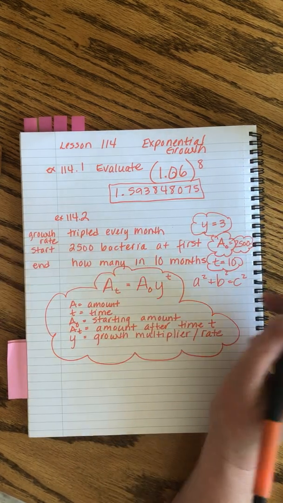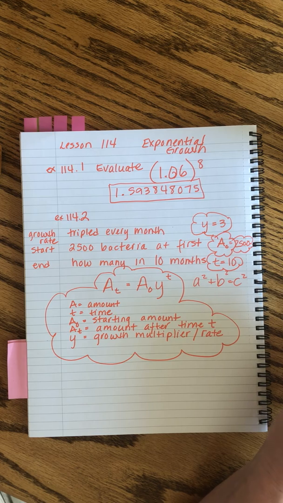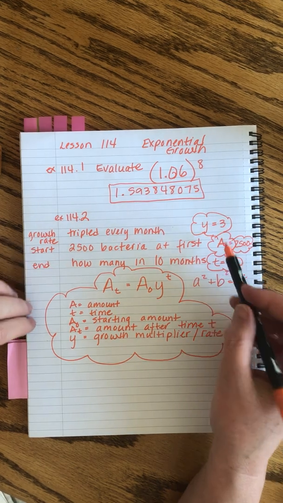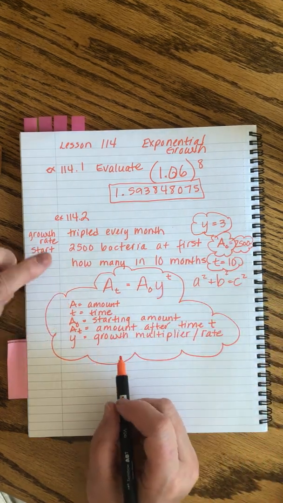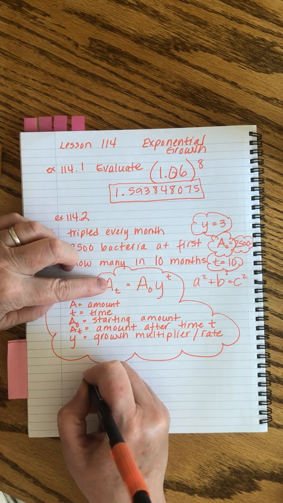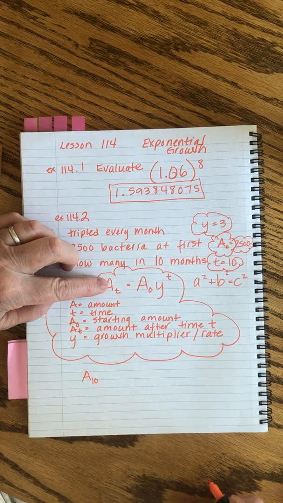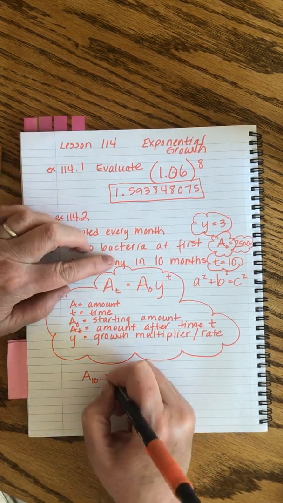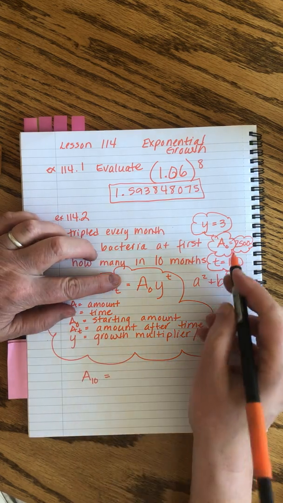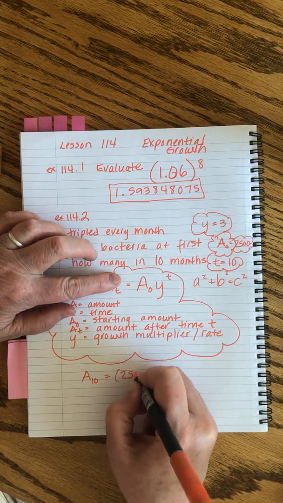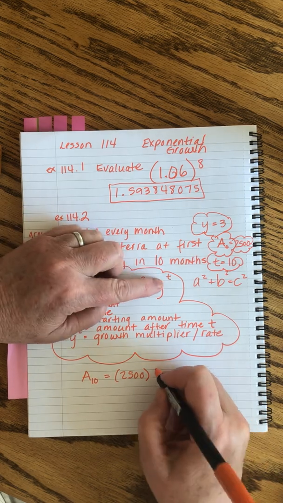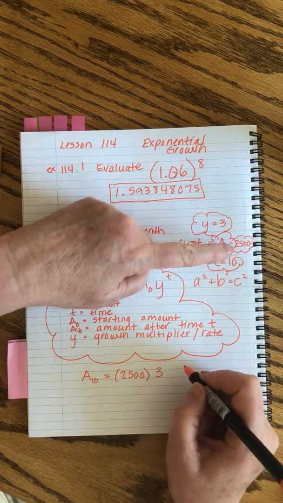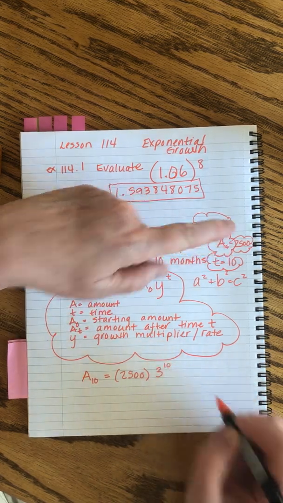Because it triples every month. So triples means 3, right? Okay, so now all we have to do is plug this in. The amount that we're trying to find is the amount after 10 months, right? That equals the original amount, 2,500, times the multiplier raised to the power of whatever the time is.